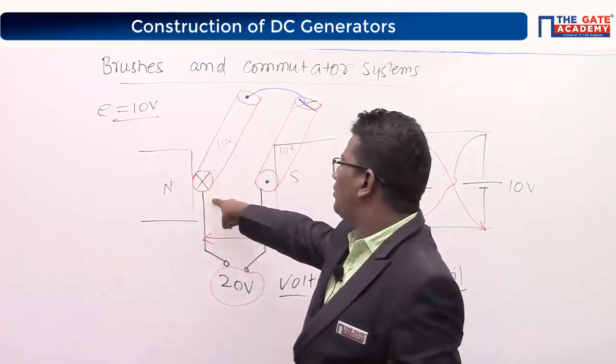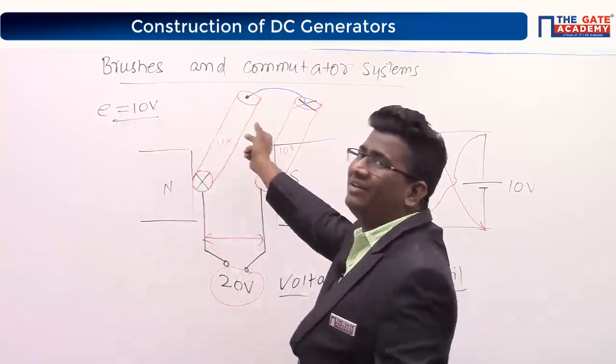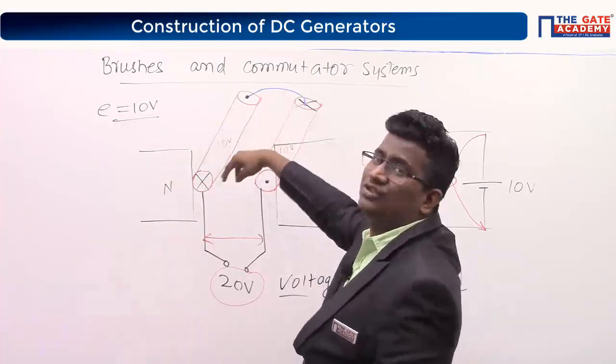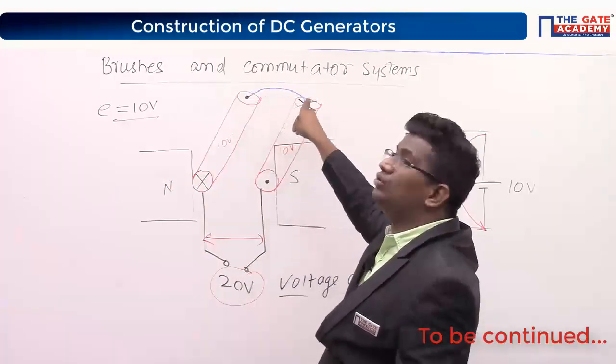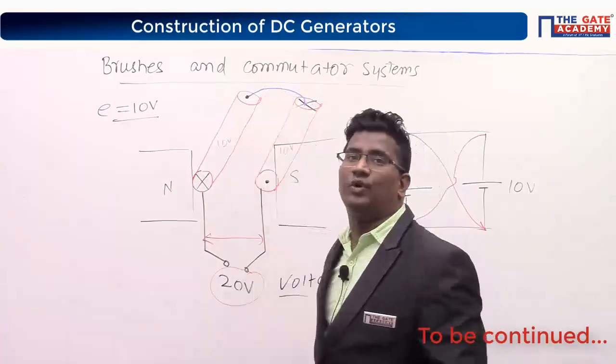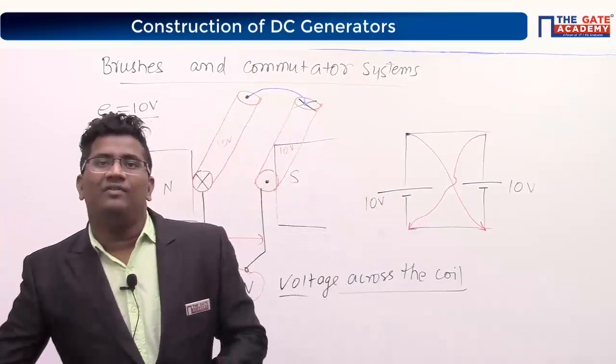This conductor is producing 10 volts, and this conductor is also producing 10 volts. Then the resultant will be the sum of these two. To get that sum, the dot at the connection should be connected to the cross. Then only will we get the resultant of 20 volts. Okay, the remaining part we will see after the break.